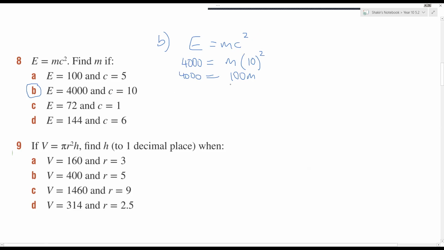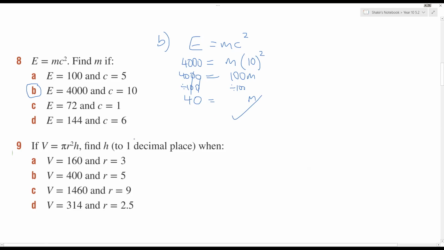Now you have to obviously undo the 100, so I'm going to divide both sides by 100. And so m is equal to 4,000 divided by 100. 40 is the answer. And you can always use a calculator: 4,000 divided by 100. And m is 40, and I'm done. That's really all there is to it. And then now we'll look at question 9.